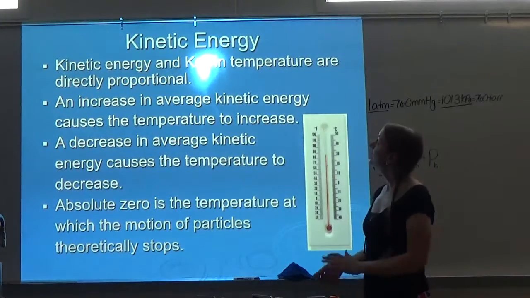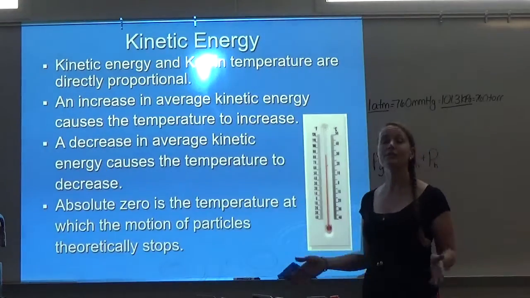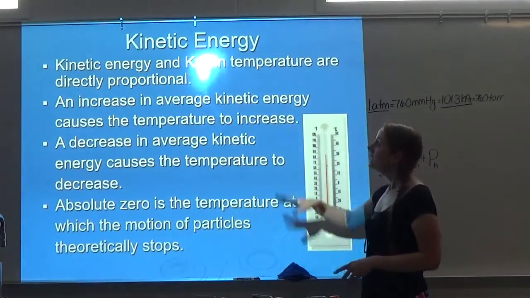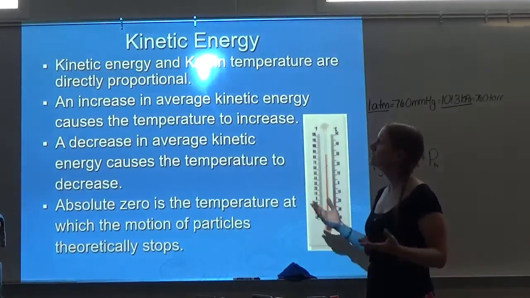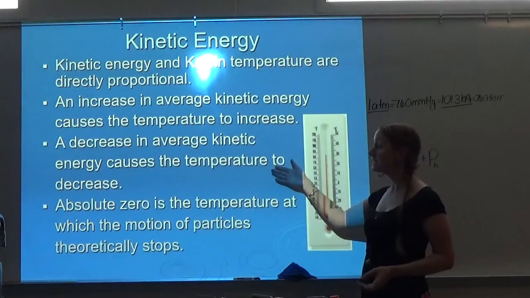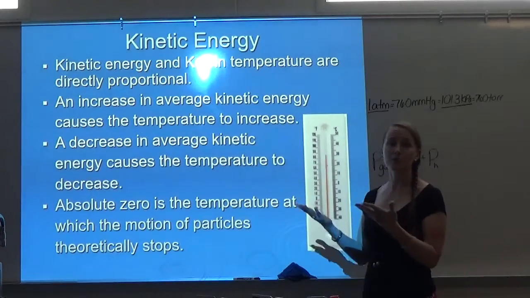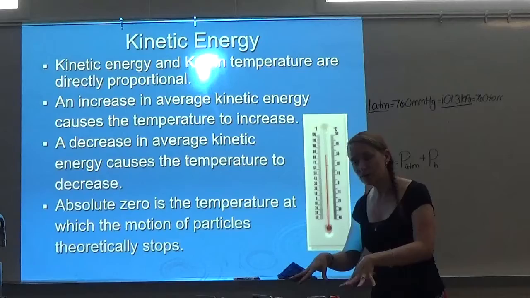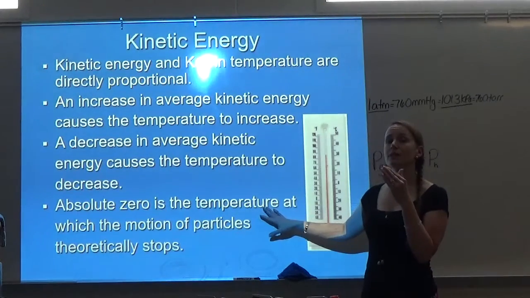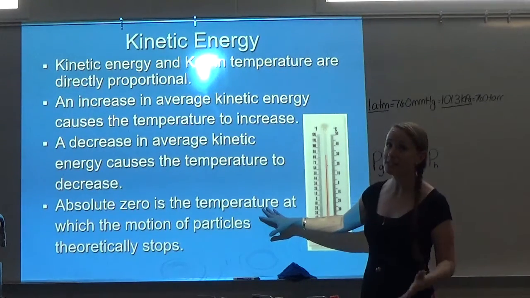So kinetic energy and Kelvin temperature are directly proportional. Directly proportional means they do the same thing. If one goes up, the other goes up. If one triples, the other triples. An increase in average kinetic energy causes the temperature to increase, and a decrease in average kinetic energy causes the temperature to decrease. So in other words, the faster the particles are moving, the higher the temperature, and as we cool it down, they start slowing down. And then eventually, they slow down and slow down and slow down and stop.